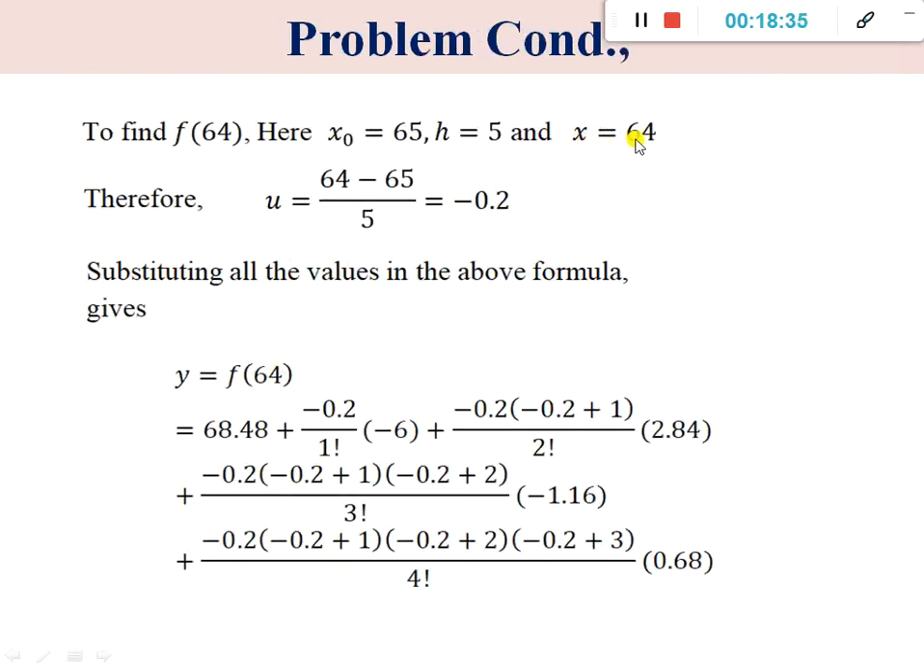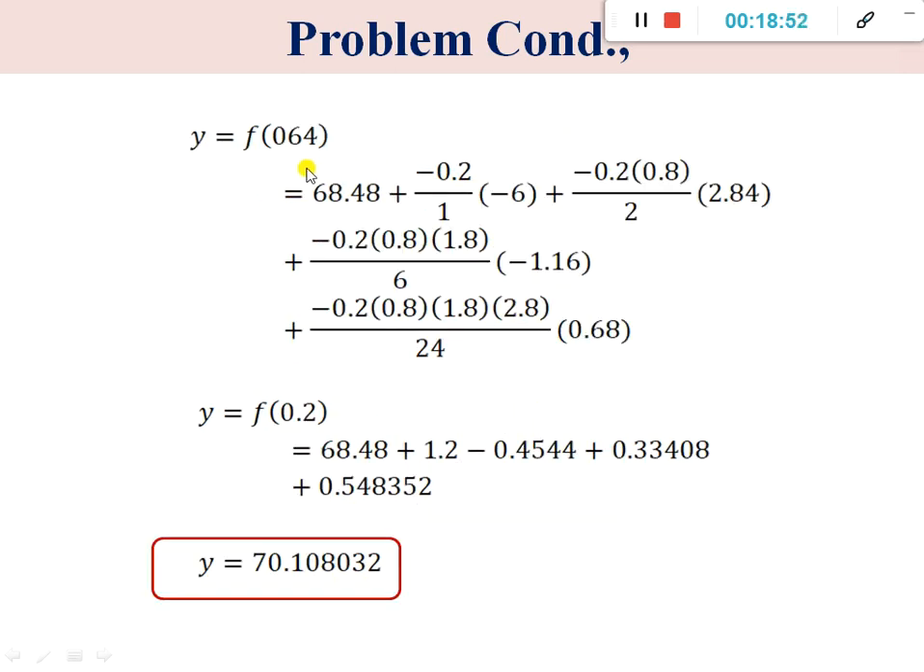And x is equal to 64 and x naught equal to 65, and u is equal to x minus x naught by h, that gives minus 0.2. I am going to use all those values in the above backward interpolation formula, so I will get this structure. After that I am simplifying each and every term separately.